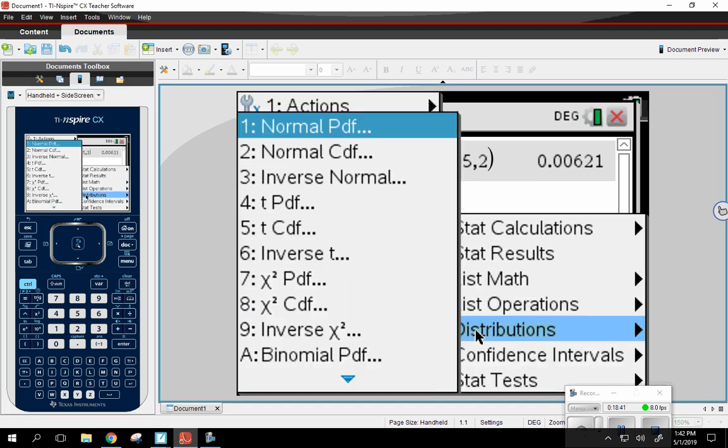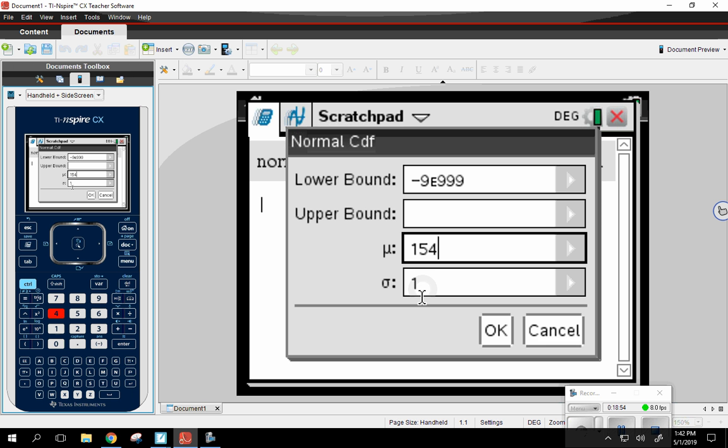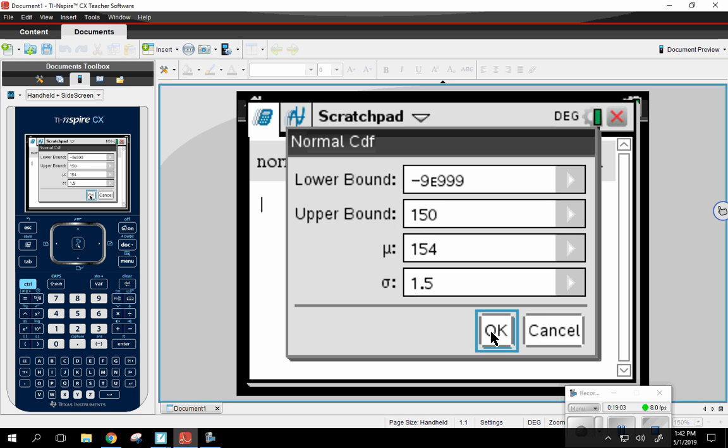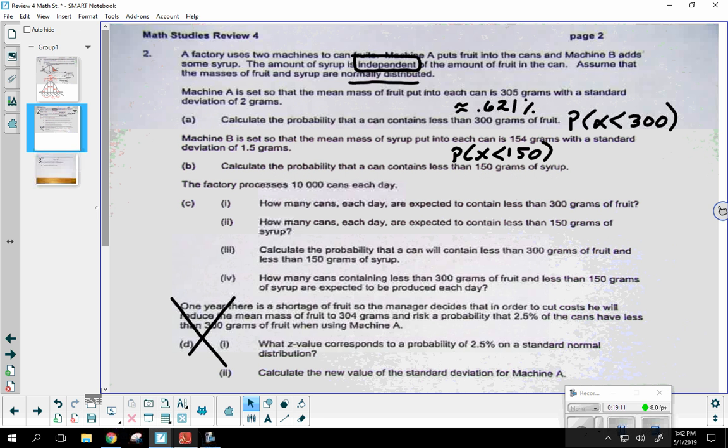Okay. Statistics, distributions, normal CDF. And I just completely forgot all those numbers. Help me out. We want to be less than, what was 154? Was that the mean? Okay. So I remember 154, and I think it was 1.5? And we wanted it to be less than 150. Okay, and there we go. All right, so I'd say 0.383%. Then it goes on to part C.